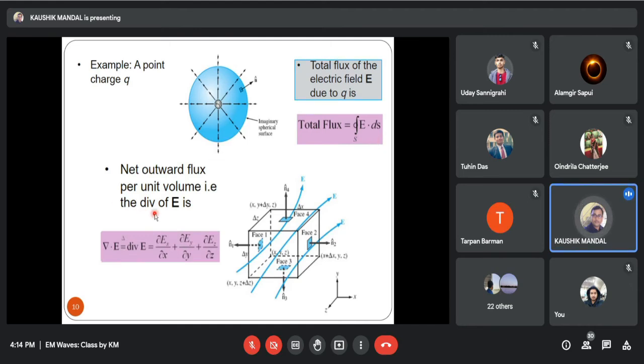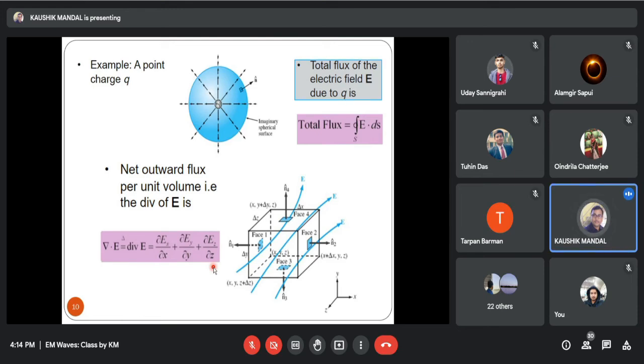Now the net outward flux per unit volume, that is representing the divergence of E. How can we find that? So that is the divergence of E. The divergence of E you can write in that particular form: del Ex by del X, plus del Ey by del Y, plus del Ez by del Z.